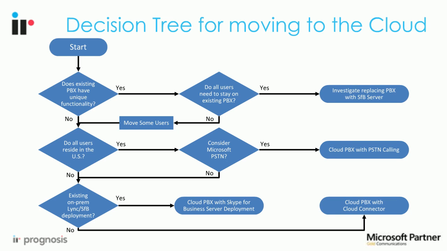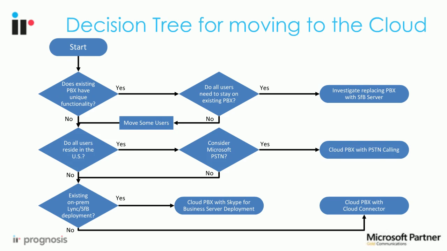Now, another question that I would ask is, do all of these users reside in the US or UK, where we have our PSTN calling options available? If they do, then consider using Microsoft PSTN, which really means that you're making Microsoft your telephone service provider. Then you can straight away use Cloud PBX with PSTN calling, which is the simplest form of this setup. It really gets you started in minutes.